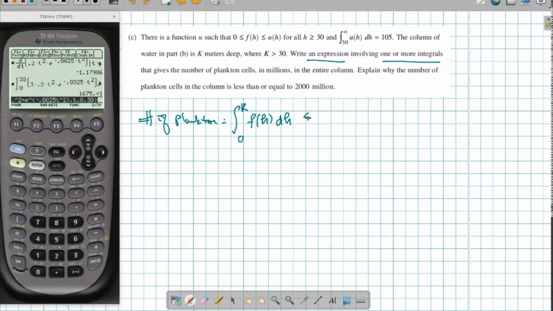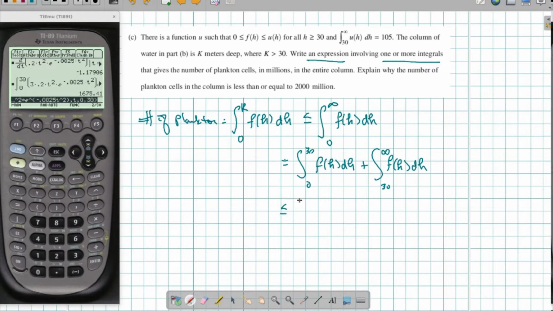But I know that this happens to be less than or equal to the integral from 0 to infinity of f of h dh, because my plankton have to be, if I go deeper, I have to have more plankton. That's just a rule of the ocean. And I know that this is equal to the integral from 0 to 30 of f of h dh plus the integral from 30 to infinity of f of h dh. Because if I have a big interval, I can always split it up into two smaller intervals.